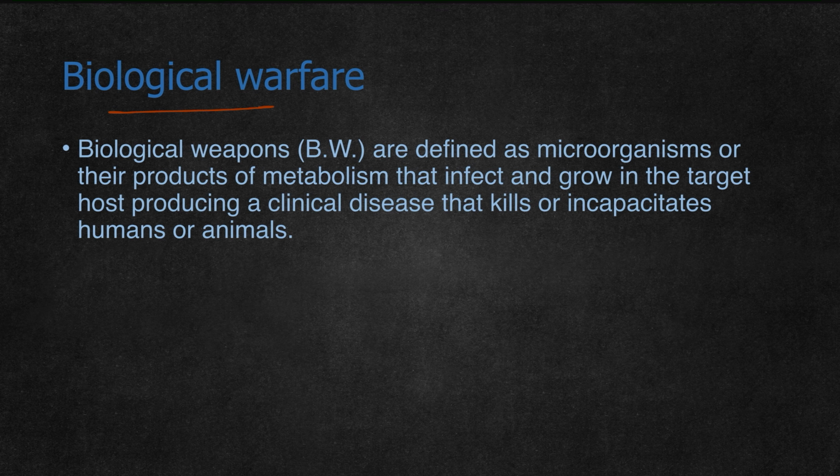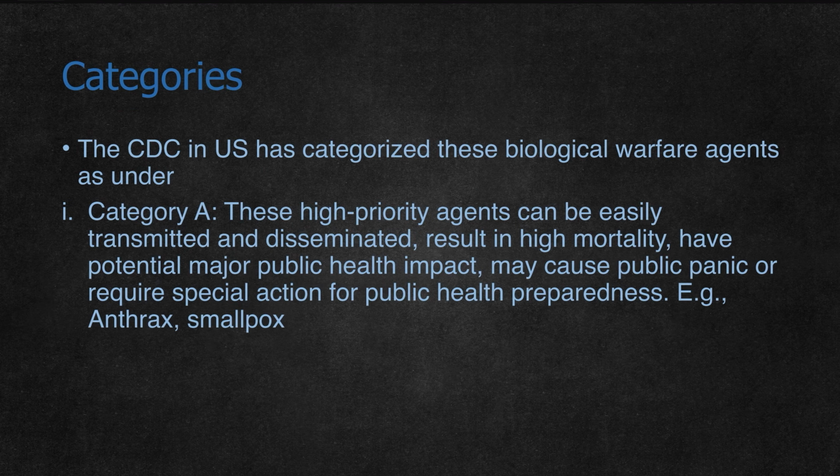Next is biological warfare. Biological warfare is defined as microorganisms or their products of metabolism that infect or grow in the target host, producing clinical disease that kills or incapacitates humans or animals. So here the microorganisms or their products are commonly used. Some animal products are also used to infect the target host, producing disease which may kill or incapacitate people. The CDC in the US has categorized biological warfare agents into 3 categories.